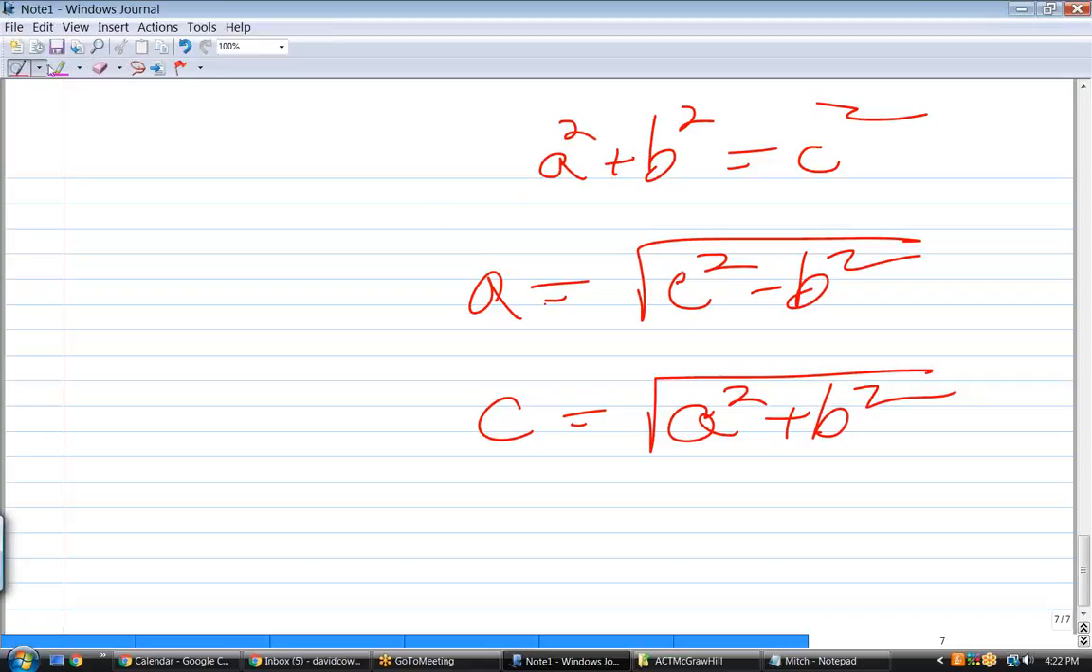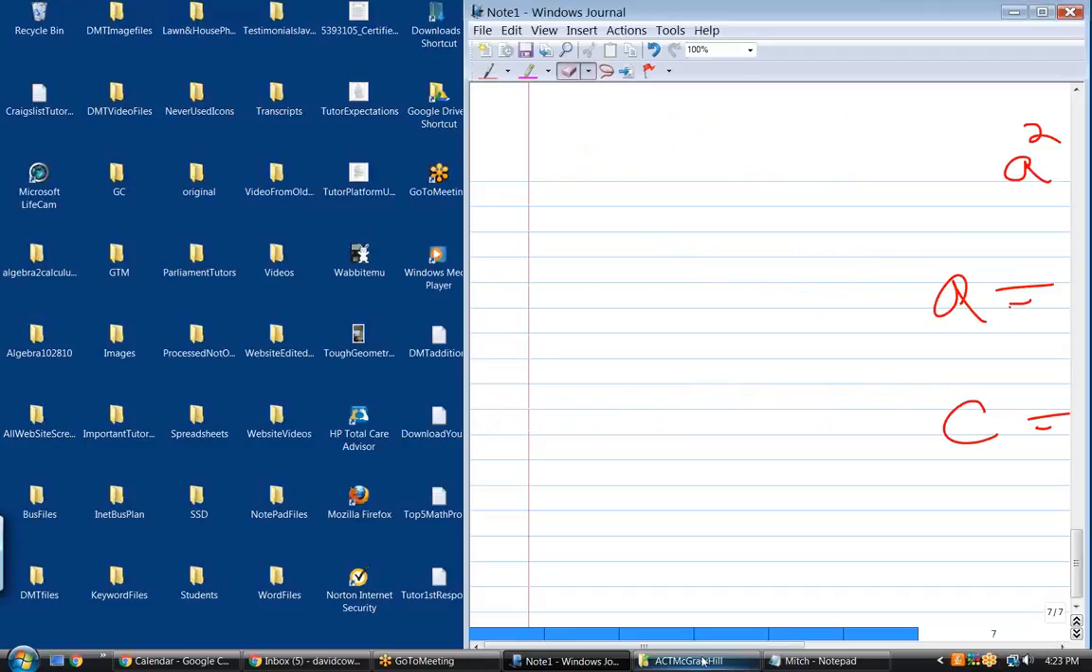Notice that if I have to solve that for a, there's a lot of work involved. First of all, I have to subtract the b squared from both sides, and then I have to take the square root of both sides. So memorizing these last two saves you some time, and you have to do it so much that it's really worth it.